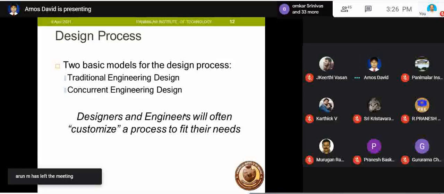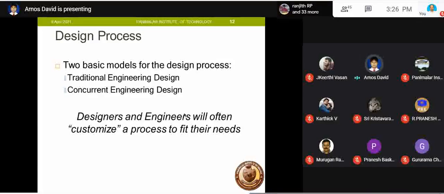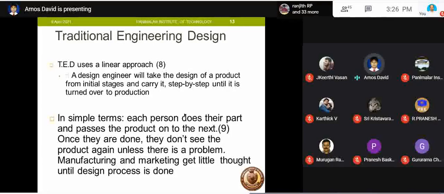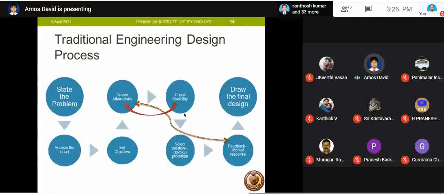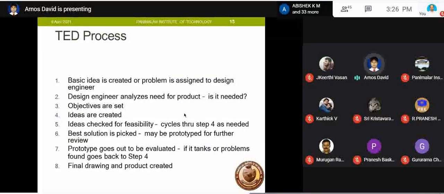Traditional approach and concurrent approach is what we are going to see, right? Let's look at it. TED in short. Traditional engineering design is TED. I will directly go to the comparative. This is the process. So basic idea is created or problem is assigned with design engineer.